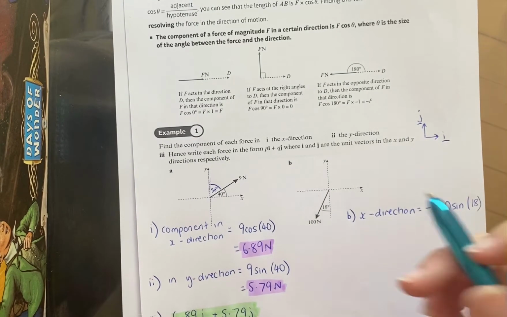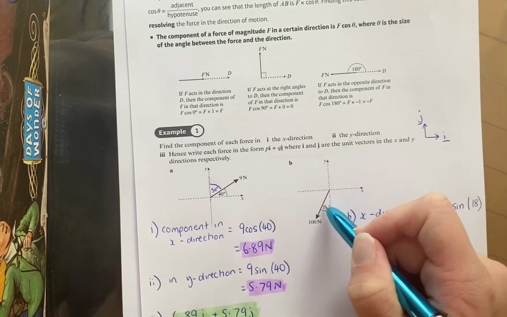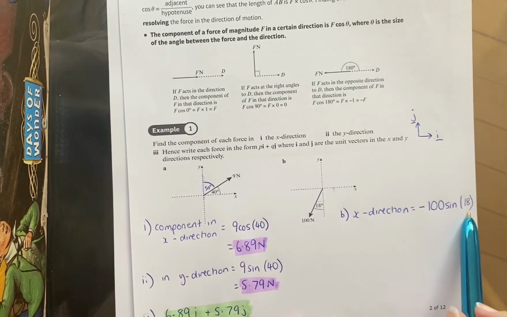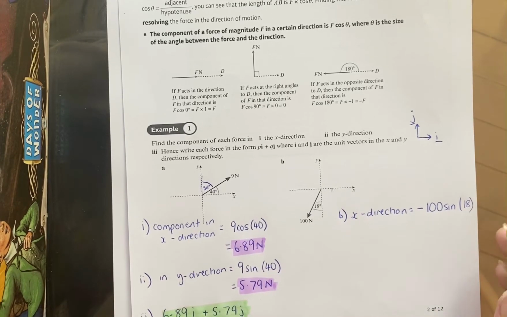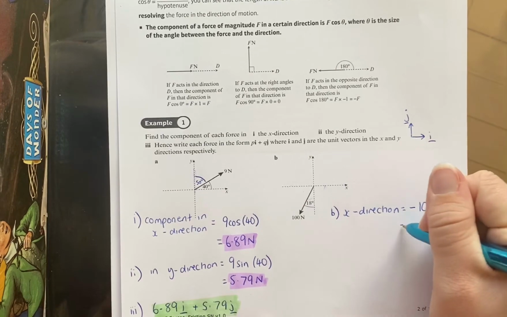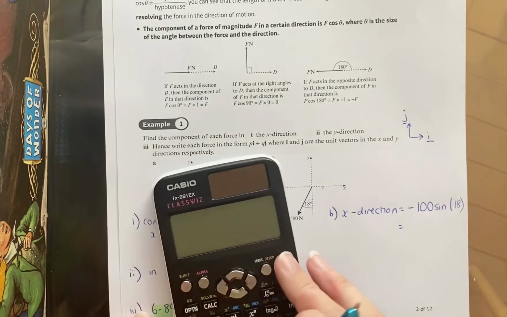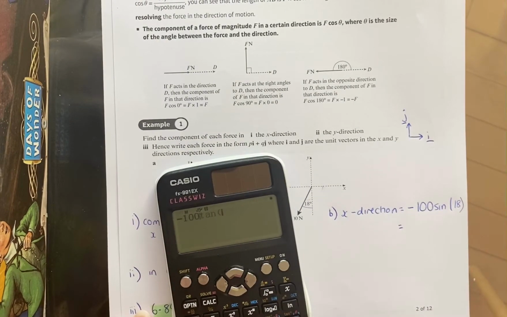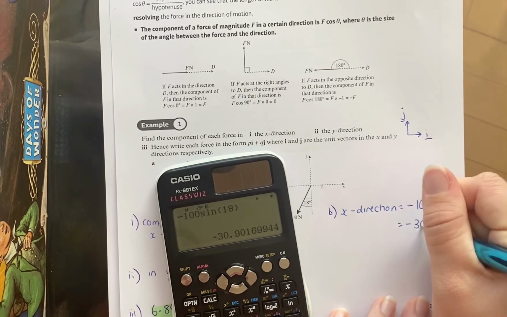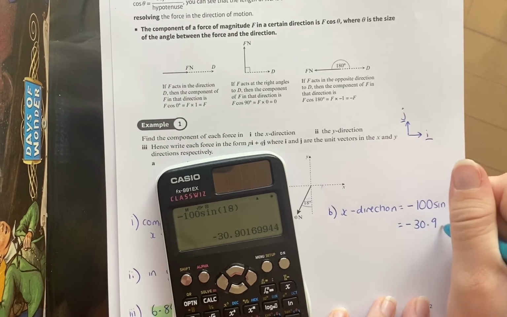Now, there's loads of different ways of doing it. You could say that it's 100 cos and then work out that whole angle. I think this way is easy for me, but you'll get the same answer if you've done it in a different logical way. So minus 100 sine 18. Oh, not tan, sine. Gives me minus 30.9 newtons.